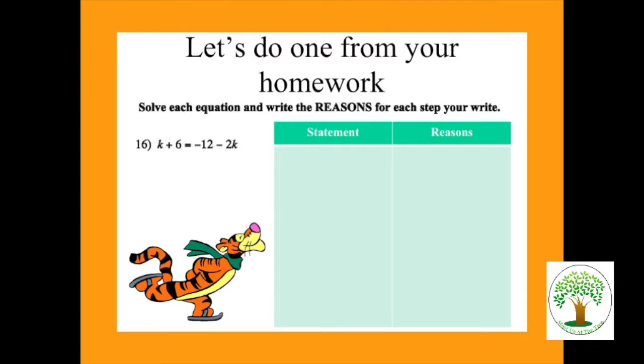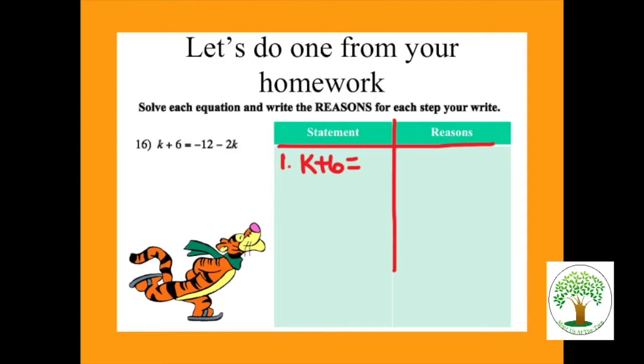Instead of a box, you can make it like a T. You just start up here like this. Is it 2.2, number 16? That's correct. So you're going to give yourself a T. We're going to solve this equation. The very first thing that starts out is number 1, and that is the original problem. K plus 6 equals, and I'm not going to have enough room if I'm not careful. I might have to scoot mine out a little.